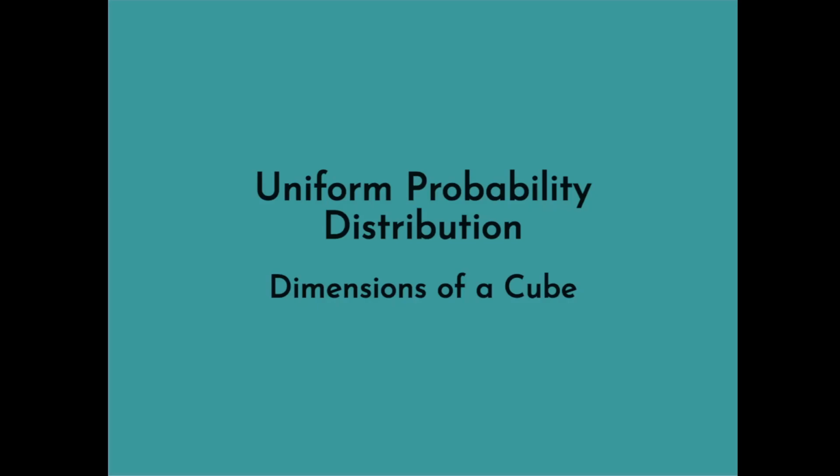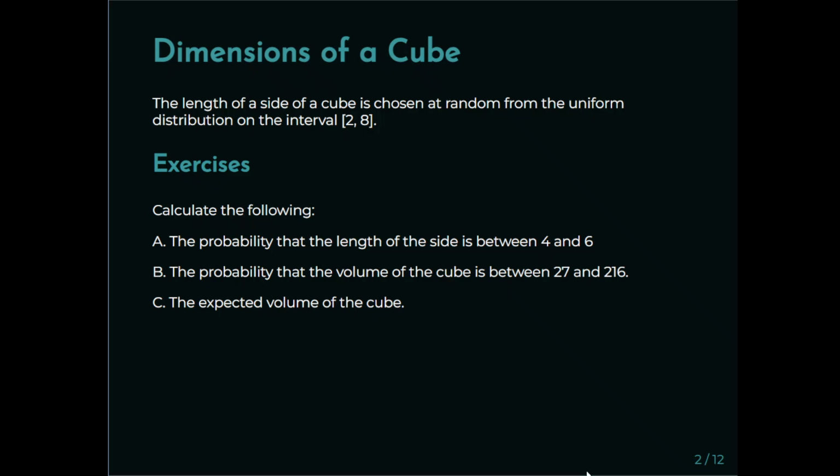Okay, in this presentation we are going to look at a uniform probability distribution example. This relates to the dimensions of a cube. Essentially the thing about a cube is that the measurements in the height, breadth and width direction are exactly the same. So, equal measurements in each of the three dimensions.